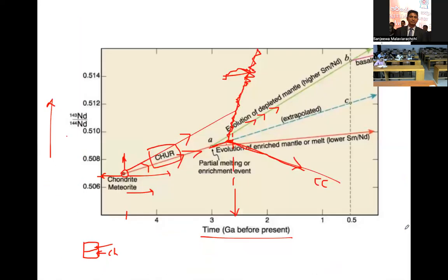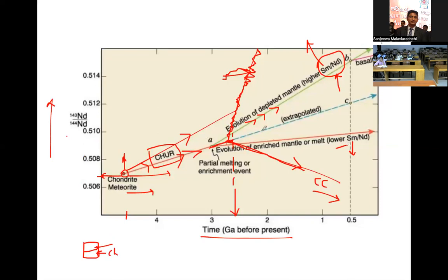So continental crust will have low neodymium ratios with time, whereas the depleted mantle will have high neodymium values. The reason is they have a high samarium-neodymium ratio, because more and more samarium has already gone to the residue part. Less samarium has gone into the melt part. That's why they are evolving like that, right?